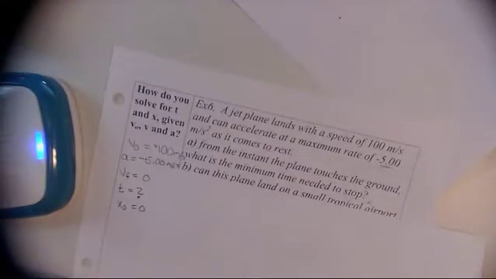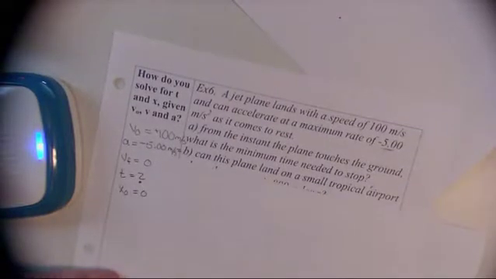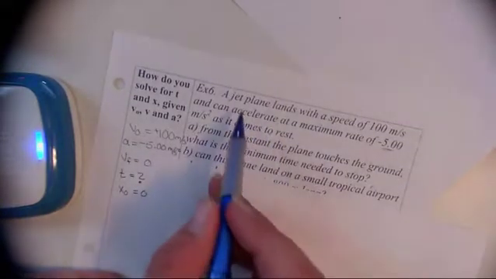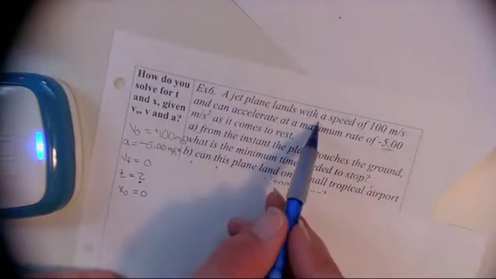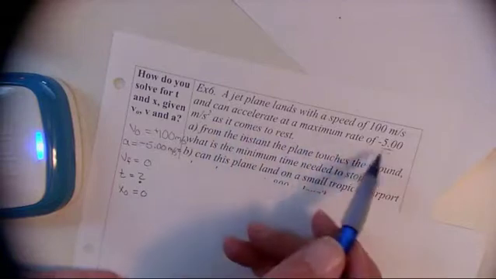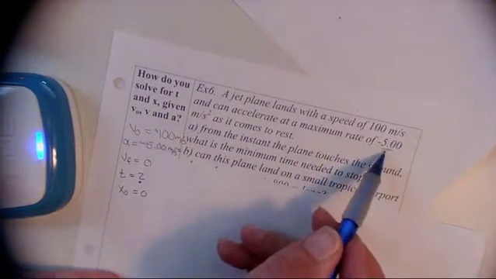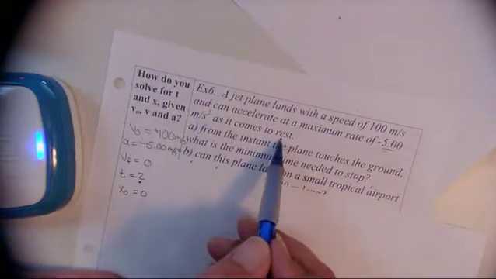Okay, so for our last one, we're going to do the worksheet example number 6. I'll try my best to make sure you can actually see everything, and let's talk this through. A jet plane lands with a speed of 100 meters per second and can accelerate at a maximum rate of -5 meters per second squared. So that means it's slowing down, and it's going to come to rest. So we know its final velocity will be 0.